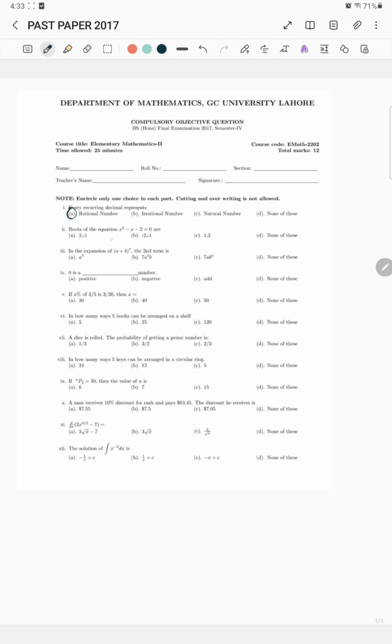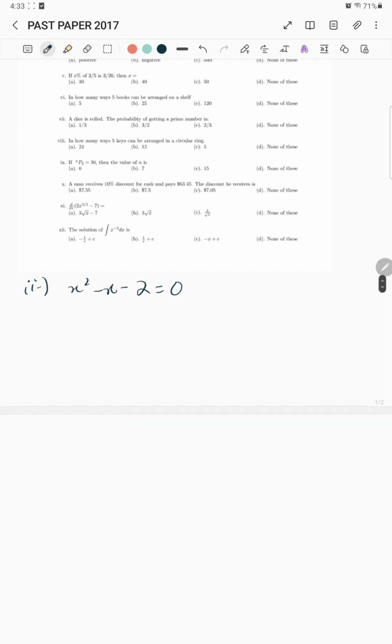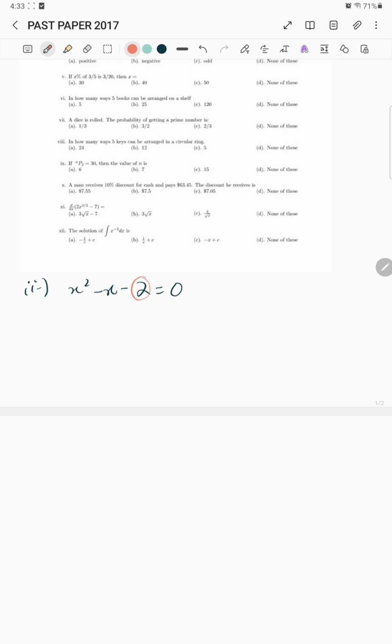Okay. Roots of the equation x square minus x minus 2 is equal to. So for question number 2, we are going to just solve it. X square minus x minus 2, which is equal to 0. So let's solve this. We know how to solve it. We will multiply this 2 with this constant 1. So it's 2 times 1 is 2. And we will do the prime factorization of 2. It's 2 and 1. So we will write x square minus 2x plus 1x minus 2, which is equal to 0. Taking x common from these two.